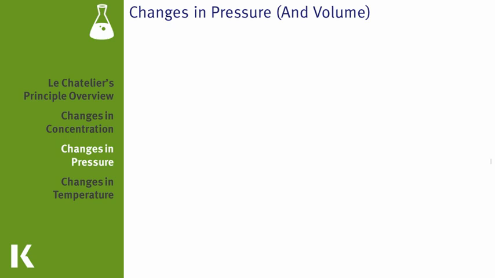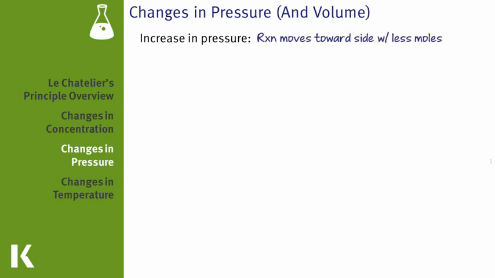Now let's see what happens if we change the pressure or the volume of the system. Take note that only reactions involving gas molecules will be affected by these changes, since solids and liquids are essentially unable to change volume. If we increase the pressure on the system, we can imagine that the vessel containing our reaction is getting smaller. Therefore, the reaction will shift so that the side that has fewer moles of gas is favored. This relates to the gas law and how the number of moles is directly related to the pressure of the gas in the system.